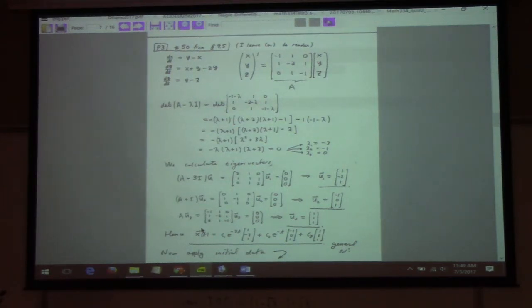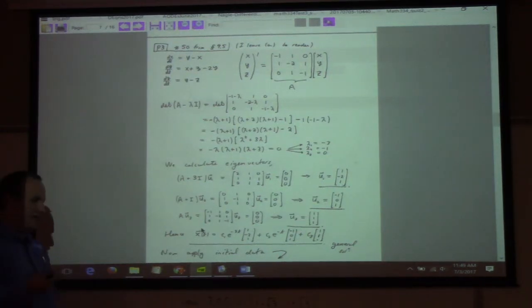Let's see here. I'm wandering here. If I give you a system of two differential equations, if I give you x prime equals some number times x plus some number times y, and I give you y prime equals some number times x plus some number times y, right? How do you solve it?